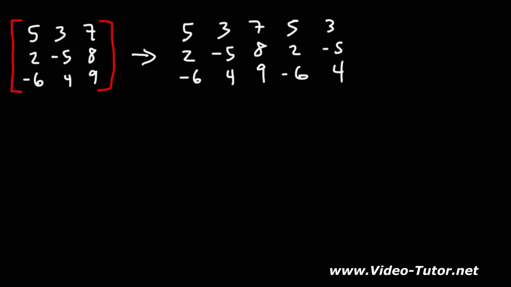So what we're going to do is multiply the numbers in a diagonal, starting from the top left, going to the bottom right. So we're going to multiply 5, negative 5, 9, and then those three numbers, and then those three numbers. We're going to add these three products and subtract the sum of these three products in this direction.